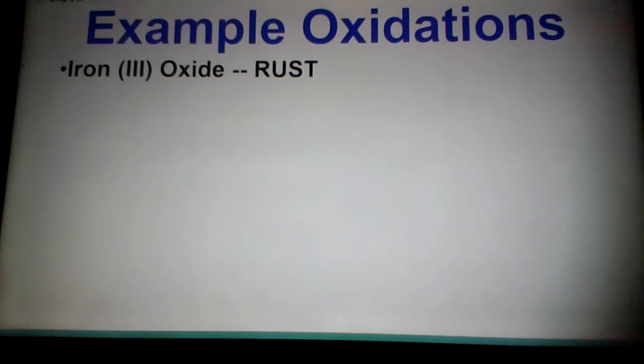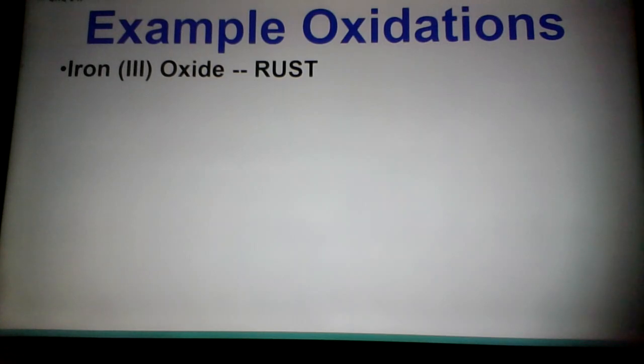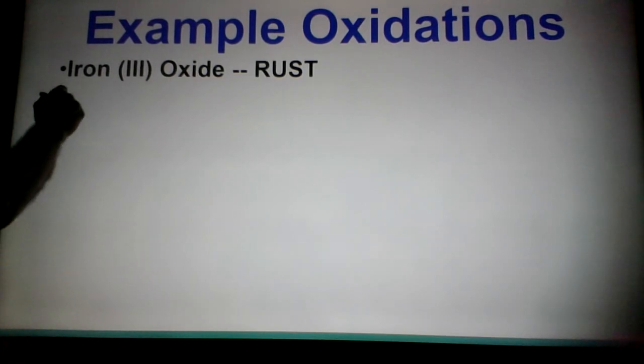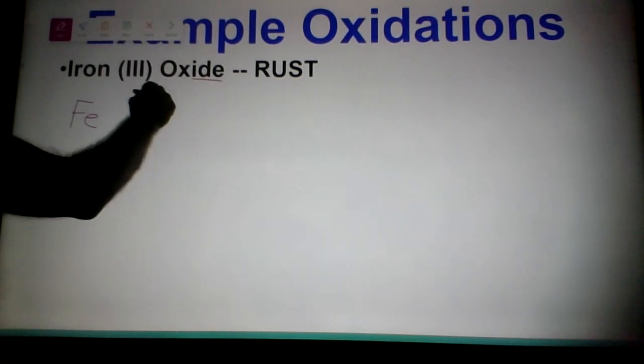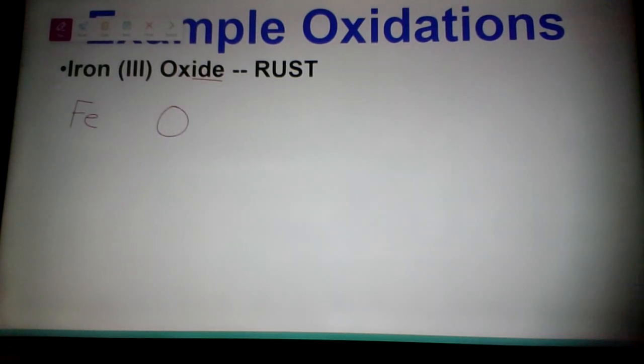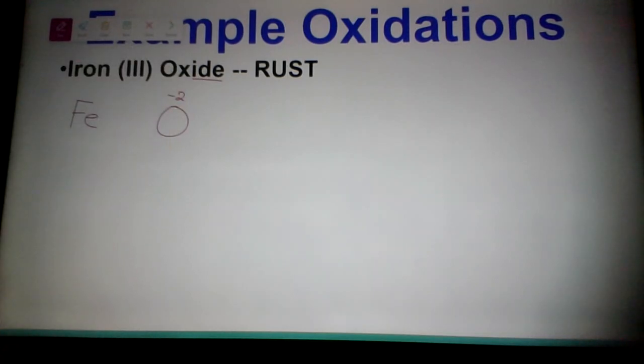Iron 3 oxide, which is the chemical name for something we commonly know as rust. Well, iron is Fe. Now, oxide, that comes from oxygen, that is O. Okay, now you notice that iron has 2 possible oxidation numbers, a +2 and a +3. But oxygen has only 1, so let's start with the oxygen because that's an easier one. Oxygen's oxidation number is -2.